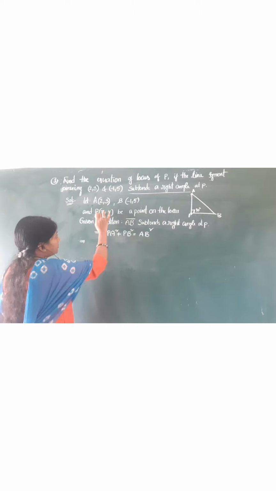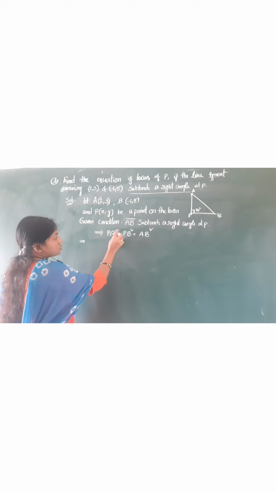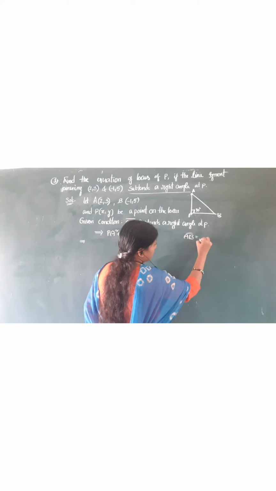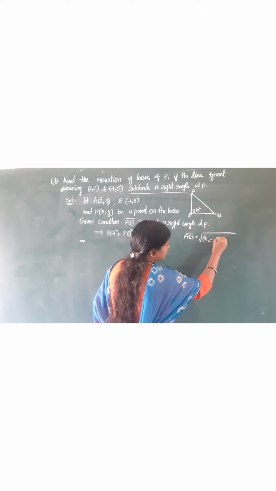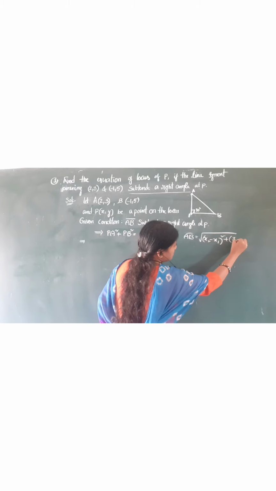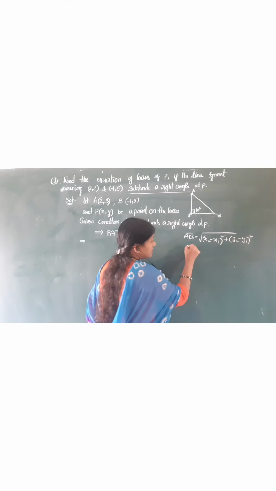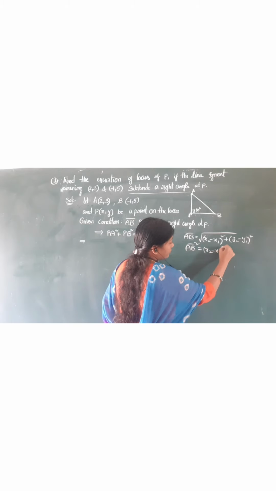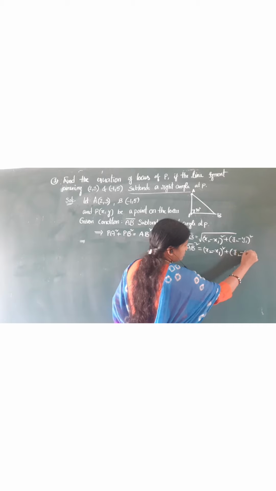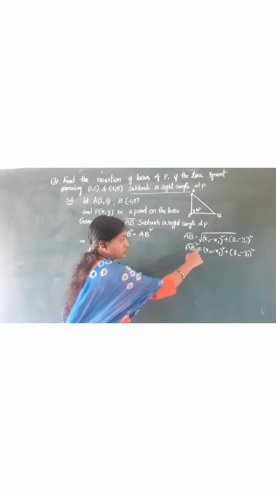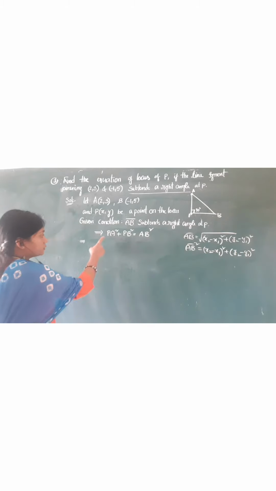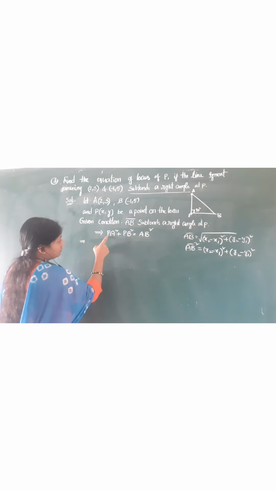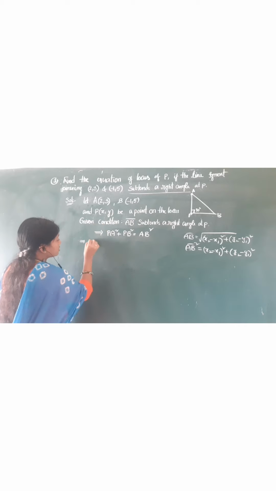What is PA? PA, the distance. So PA square is there. If it is only PA, what is the distance formula? AB is equal to under square root of x2 minus x1 whole square plus y2 minus y1 whole square. If it is AB square, then you will get the difference of x coordinates whole square plus the difference of y coordinates whole square. No need to take square root again, we can neglect the square root here.